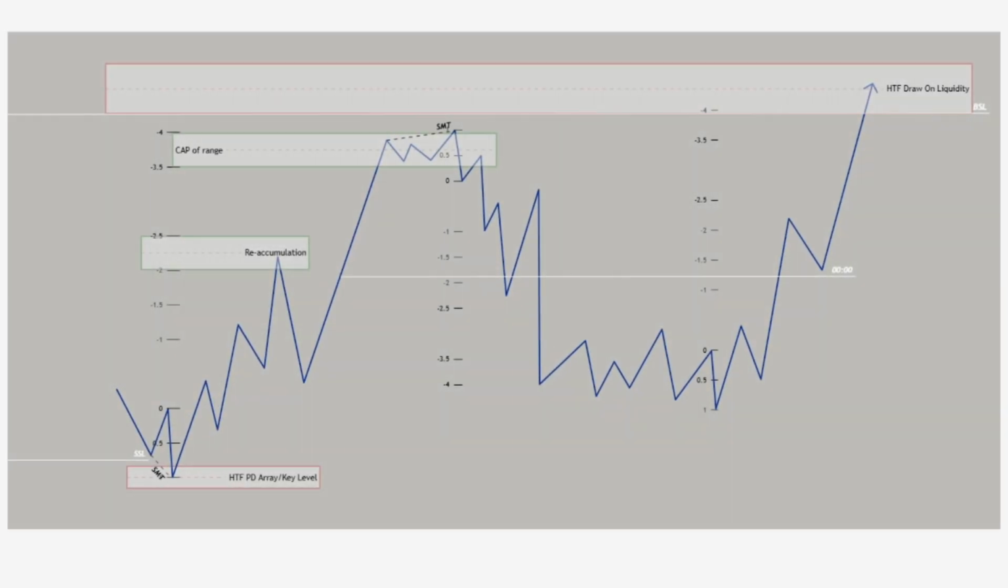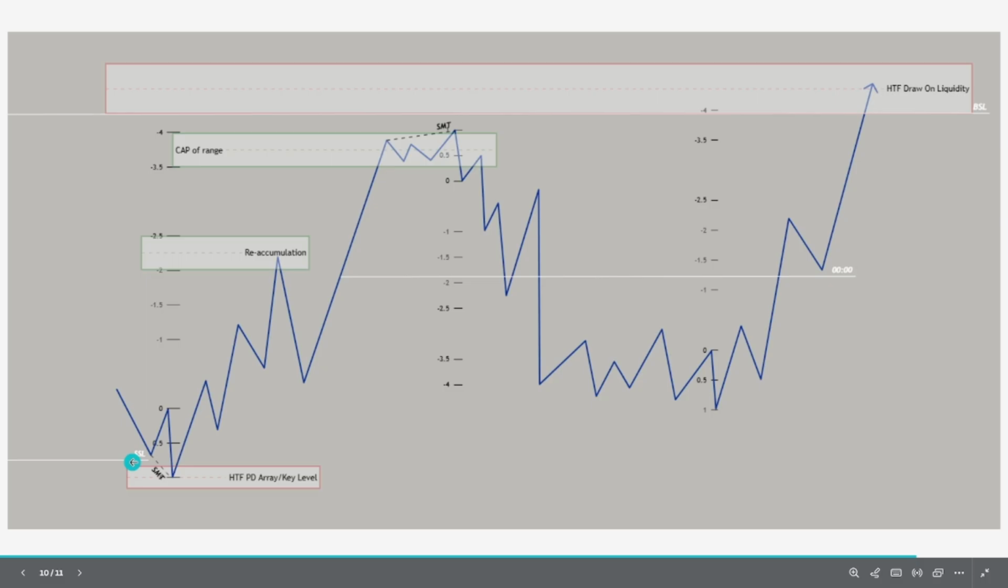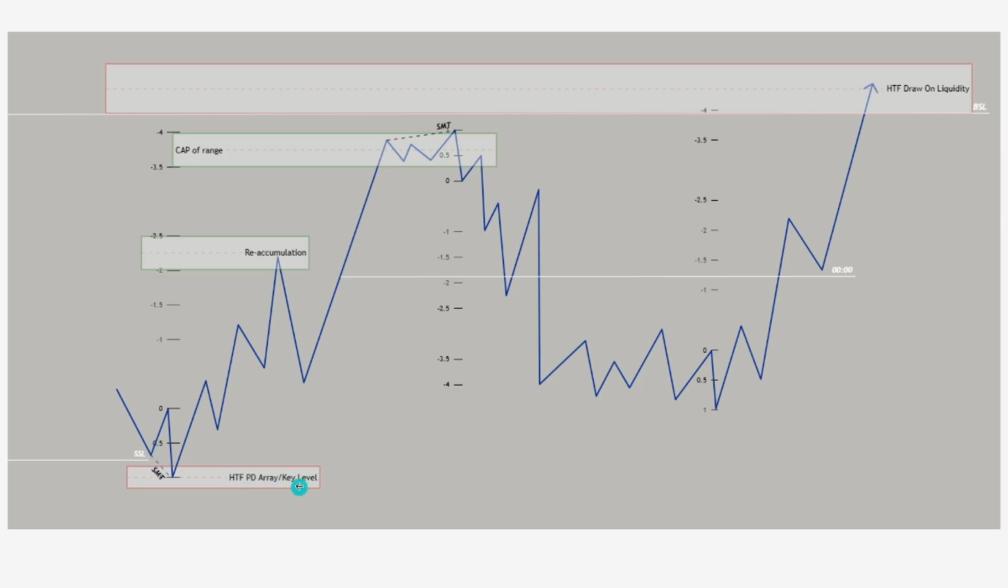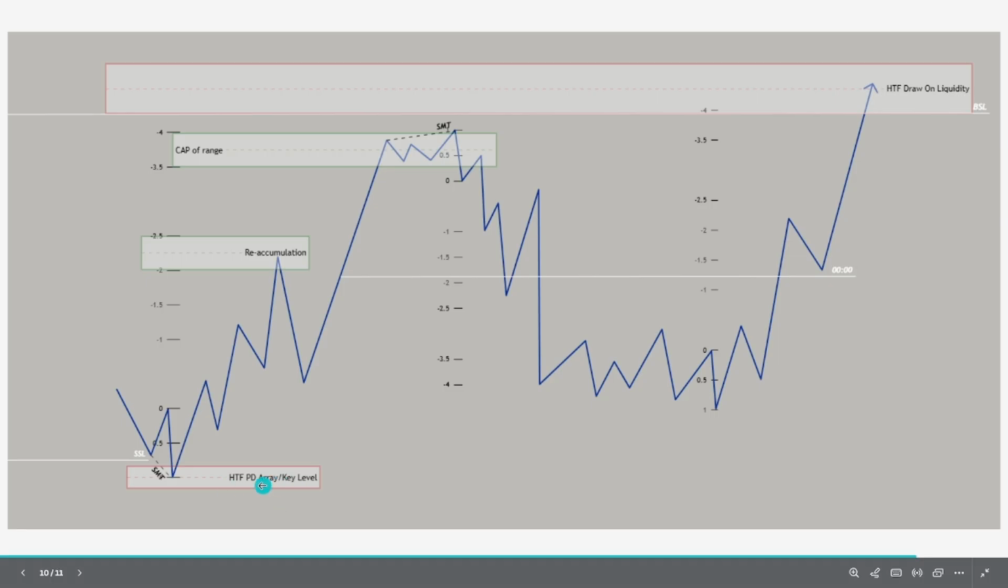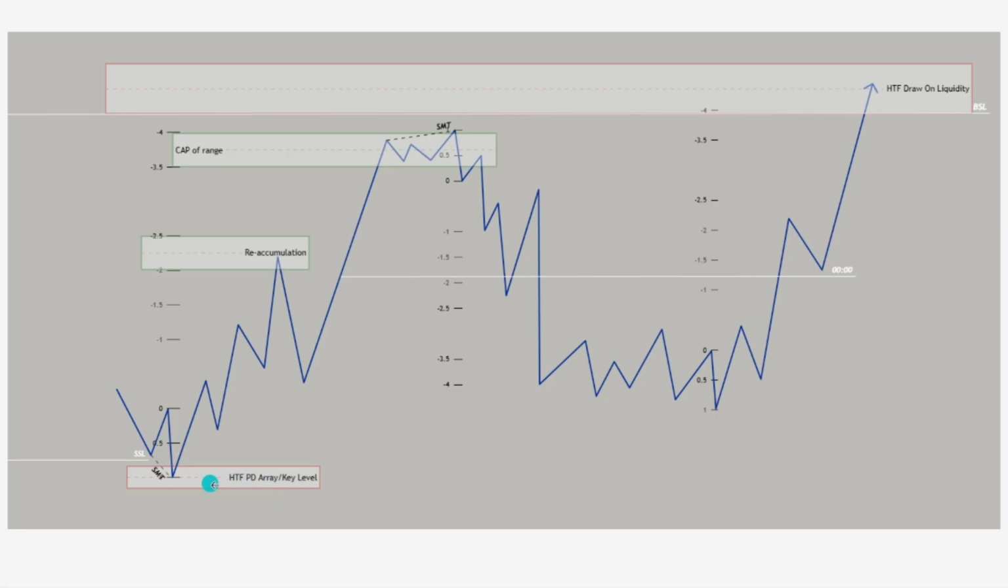Now let's go ahead and move forward to this next slide, and let's break down everything that you see. This is the buy model to the sell side model. This is the whole institutional flow. Okay. As you can see down here, we have sell side liquidity. This is where this run starts. But before this run starts, price runs into a higher time frame PDRA, or our key level, whichever key level that we choose. Okay.